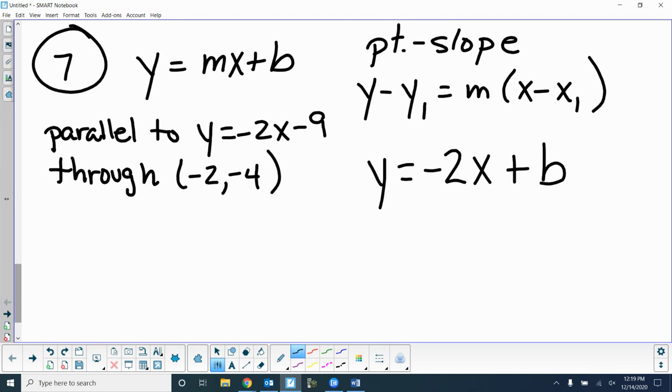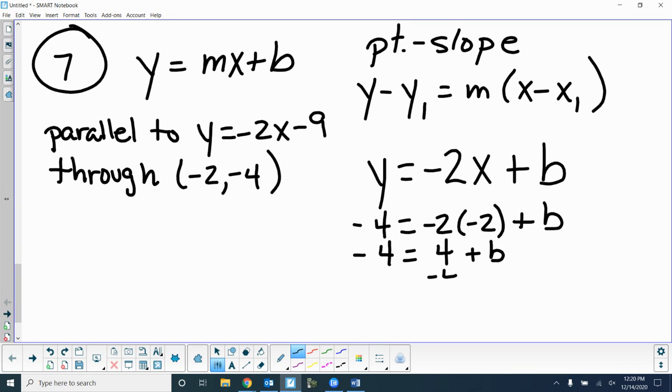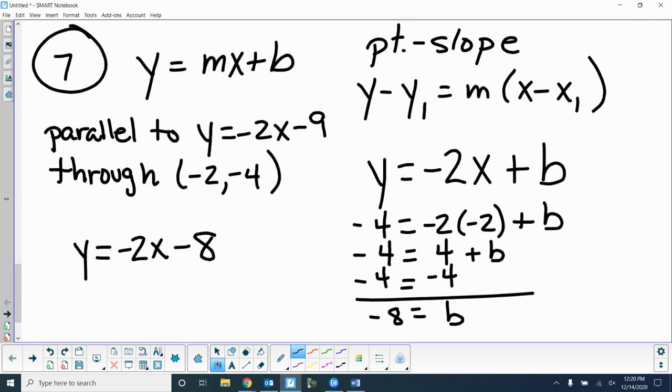Okay? I like doing it this way, putting the slope, so it's parallel, the same number in for m. If it was perpendicular, I'd use +1/2, right? Opposite reciprocal. And then I plug in the point. -4 is the y value, and -2 is the x value. And then I solve for b. And it comes out to be -8. So the answer we're looking for is this, y equals -2x minus 8.